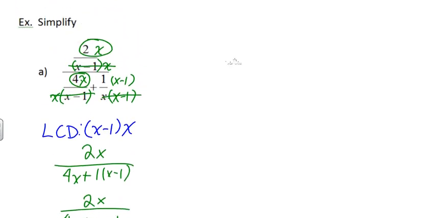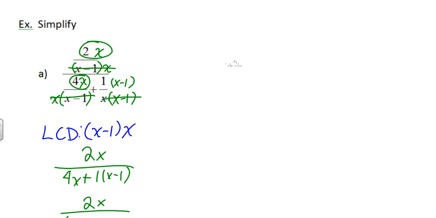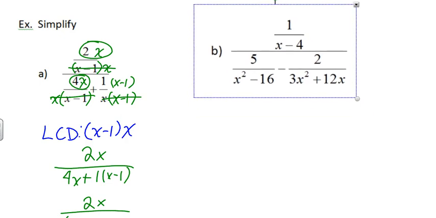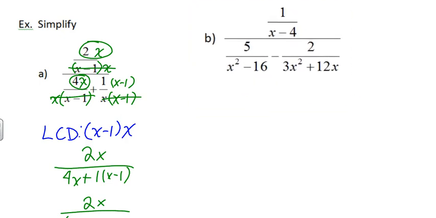All right? Let's try this again. Everybody take a look at example B. Ready? Let me blow this up. Oh, my God, that's hideous. All right, let's take a look at this.